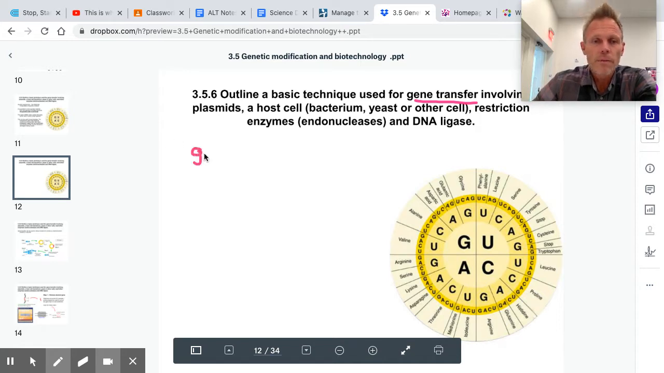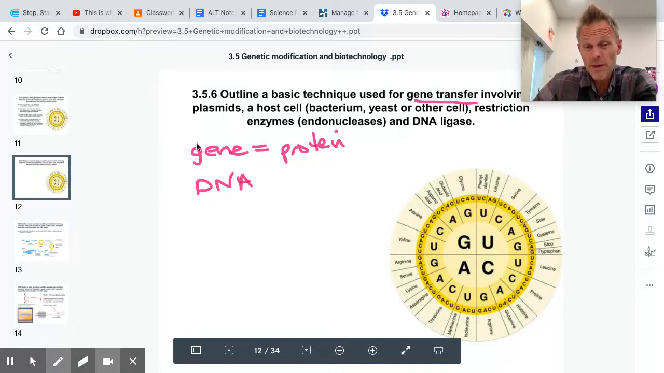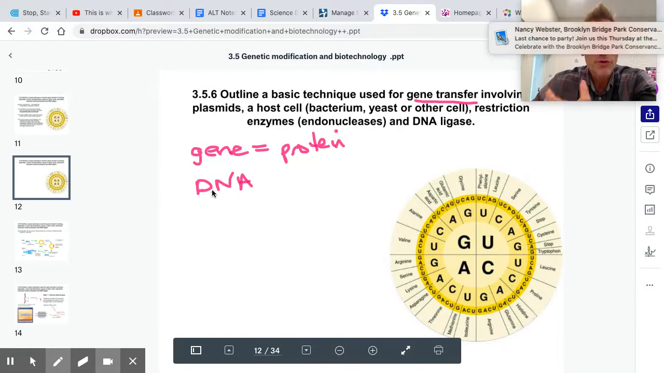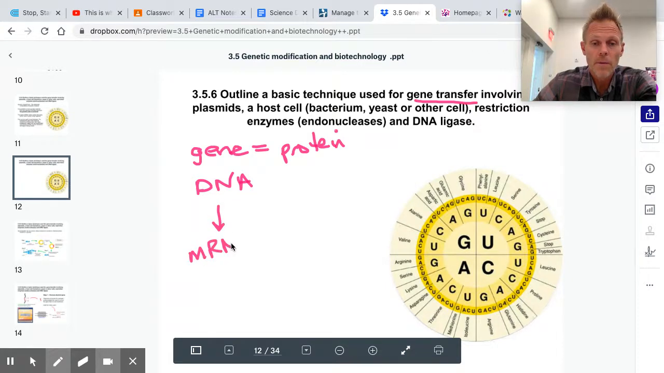So if you remember, the central dogma for genetics is that gene equals protein. And the gene is in your DNA. However, in eukaryotes, that DNA is trapped in your nucleus. So if you remember, we need to make a piece of messenger RNA, way back when. That messenger RNA will travel to a ribosome, eventually make a chain of amino acids, and will make our protein. So that's why we say gene equals protein. It's because of those steps.